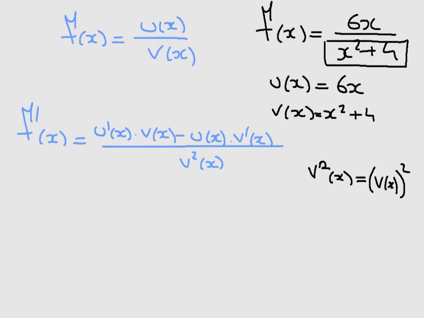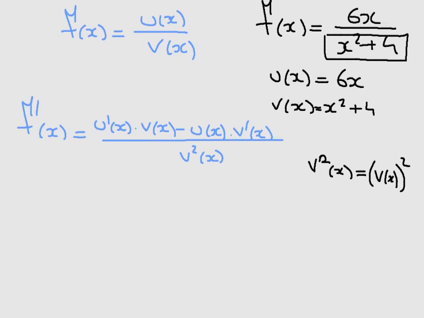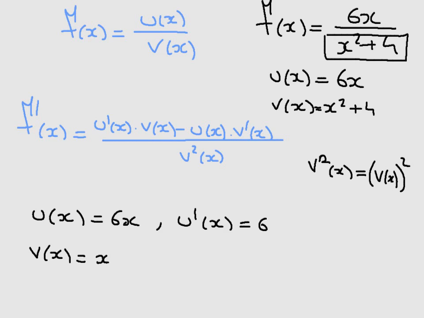So looking at the example that we wrote in black, we have u of x equals 6x, and therefore u dash of x would be equal to 6. We also have v of x, which is equal to x squared plus 4, and so v dash of x would be equal to 2x.